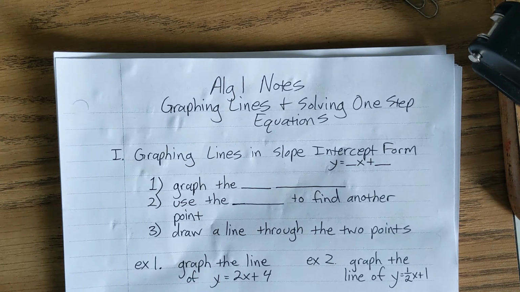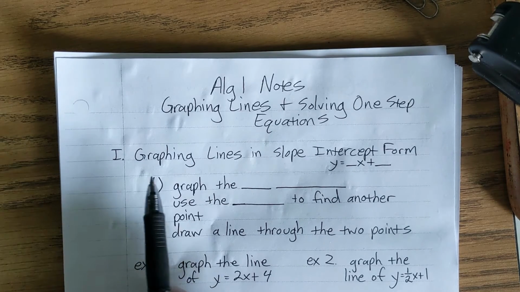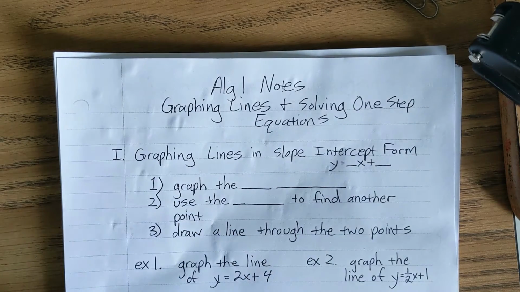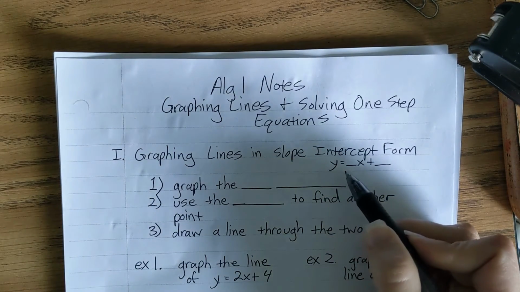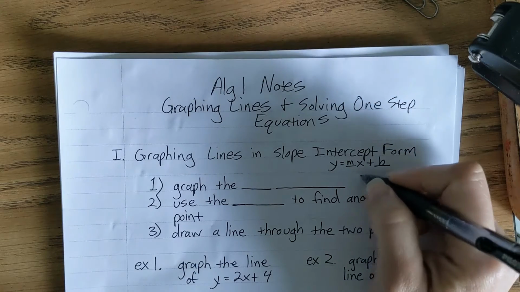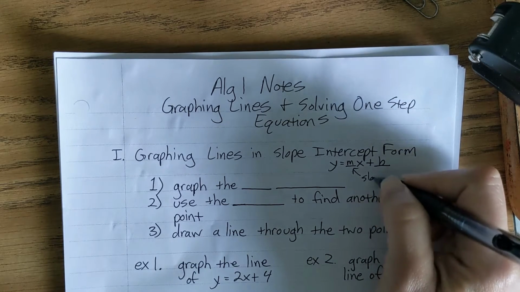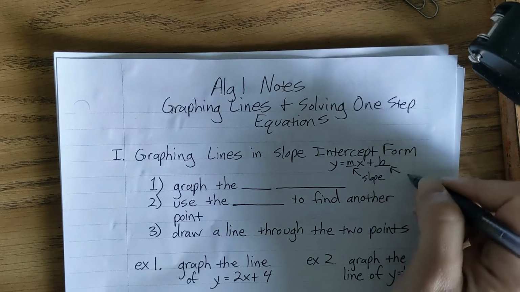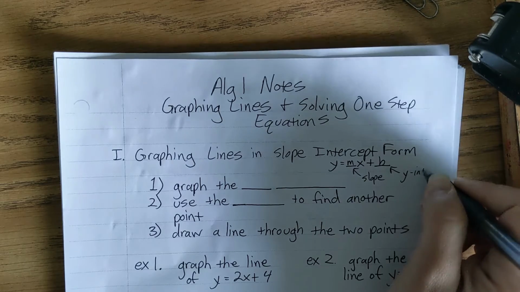All right, Algebra 1 kids, so we're going to do some graphing lines and solving one-step equations. So first let's fill out these blanks. It says graphing lines in slope-intercept form. Remember, slope-intercept form is y equals mx plus b, where m is your slope and b is your y-intercept.